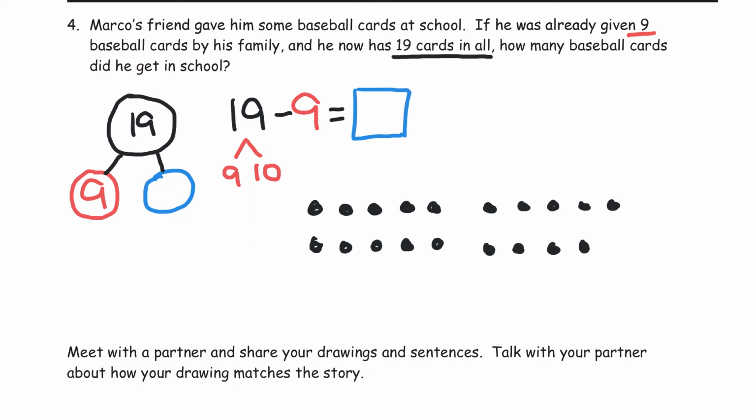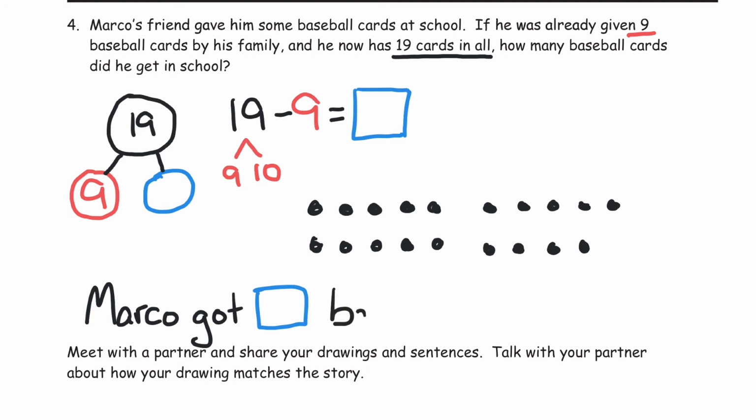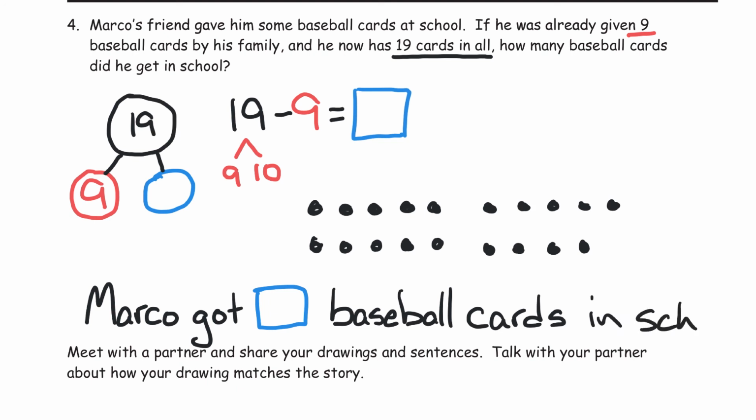Let me give you a sentence frame for writing out the answer itself in word form. So Marco, M-A-R-C-O, Marco got, G-O-T, and then we have our mystery number. We're going to plug in here how many cards he got. So Marco got baseball cards in school. So B-A-S-E-B-A-L-L, so baseball cards, C-A-R-D-S, and then school, S-C-H-O-O-L, period at the end.